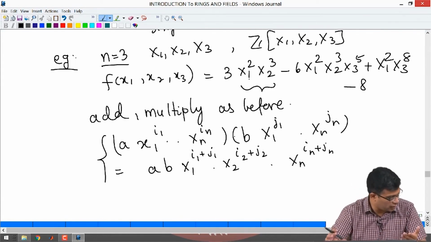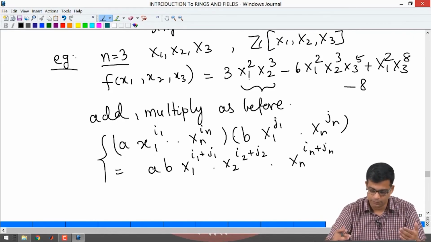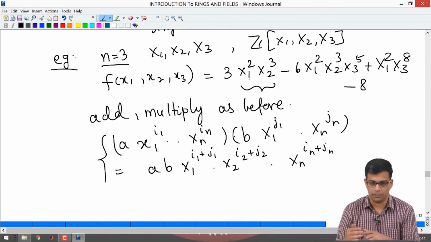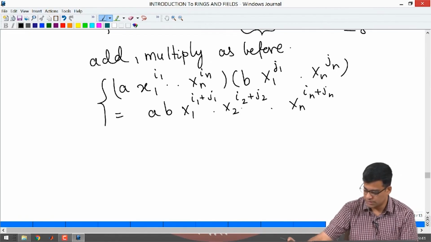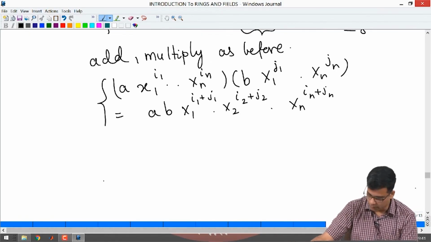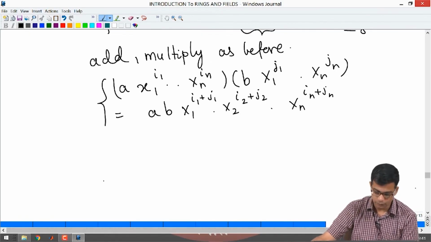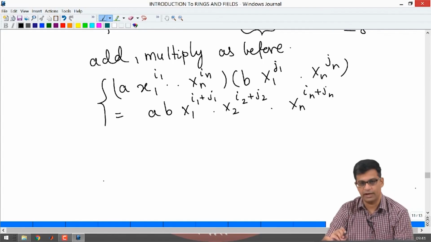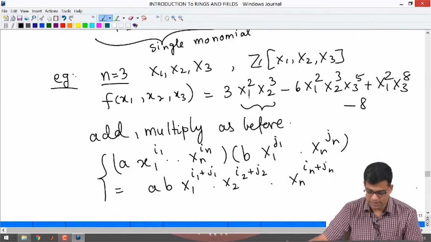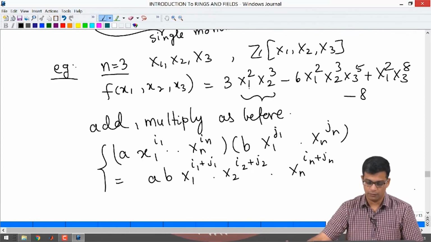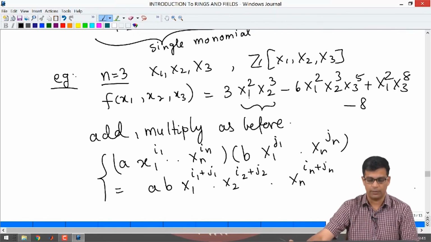Now, how to multiply arbitrary polynomials? You will simply, one by one, multiply the monomials, just like you did in the case of single variable polynomials. So, this is just to give you an idea of how to multiply and add two multivariable polynomials.